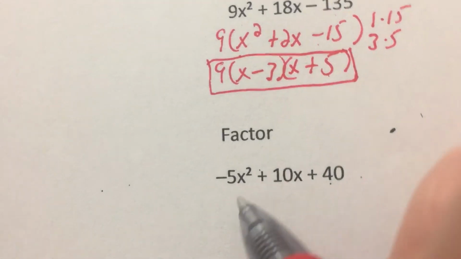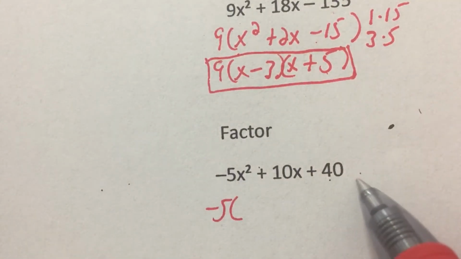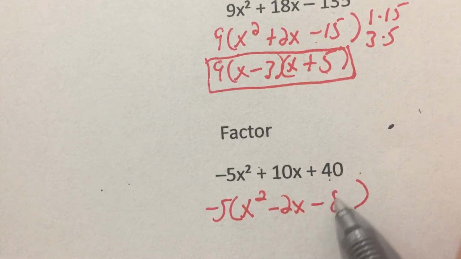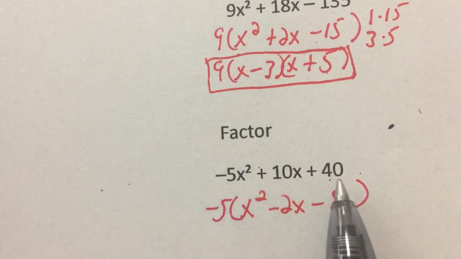Over on to the last one here, I'm going to factor out negative 5. Inside I would need x squared minus 2x minus 8 in order to get back to this original.